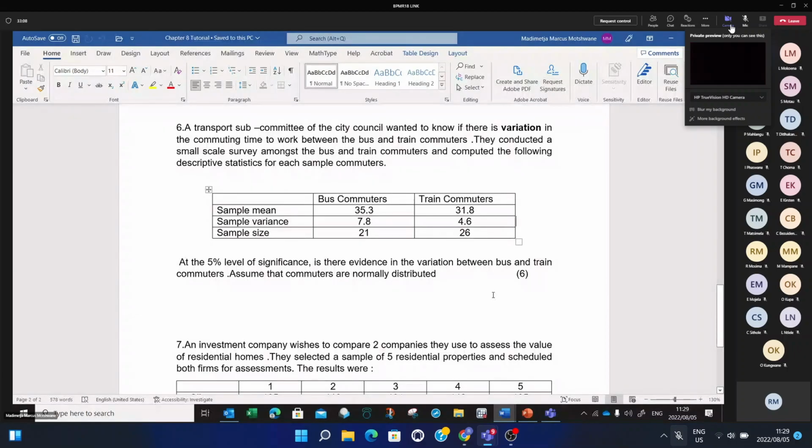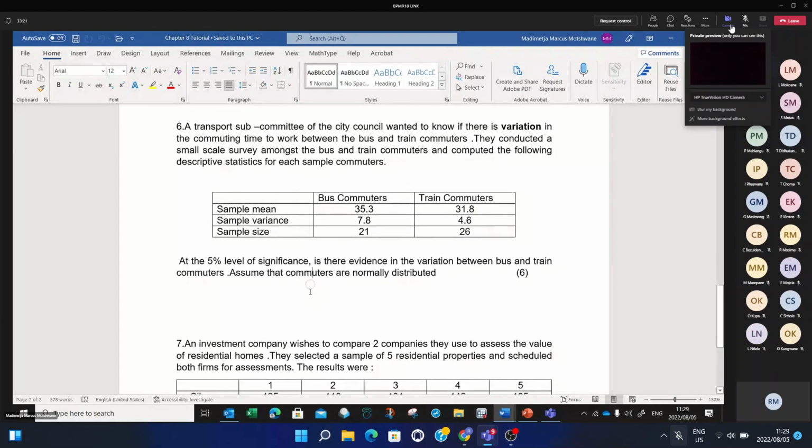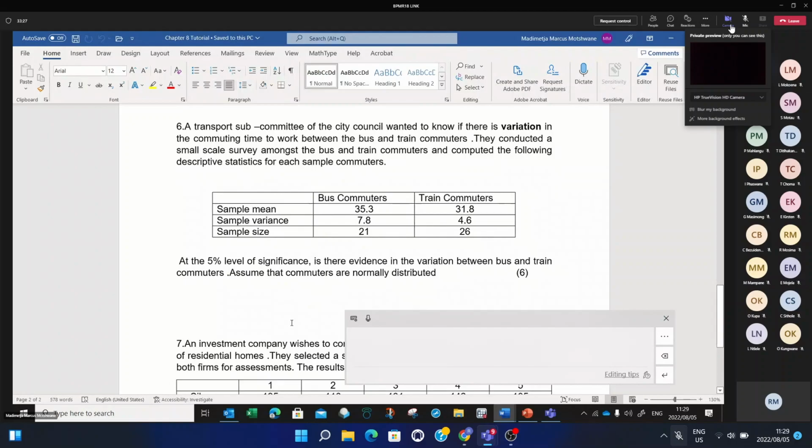Is there variation? So you're testing for the difference in variation here. And remember, when you do that, if you do variation, you need an F distribution for your test. If you're testing for the difference in variation, you need an F distribution.